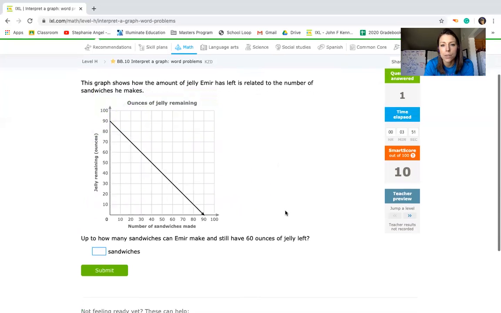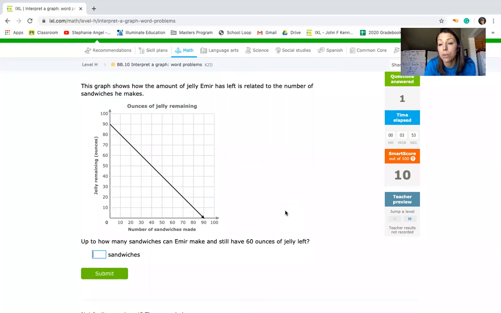Pretty cool. Okay, so it brings us to another graph. So again, whatever you're given, find that point first, trace it over to the graph, and then see what point corresponds with it on the other axis.